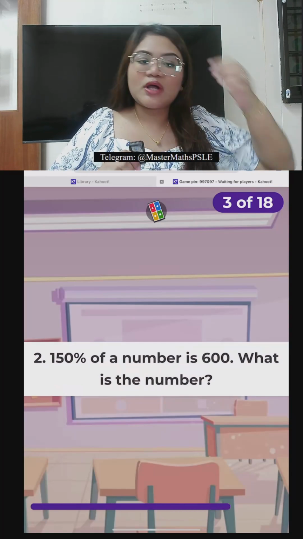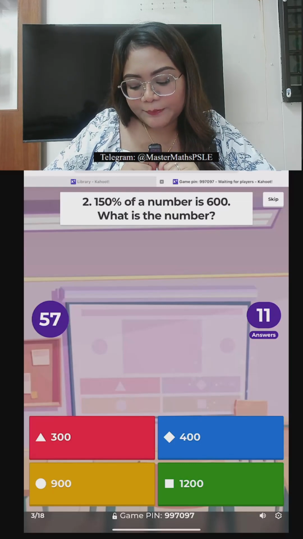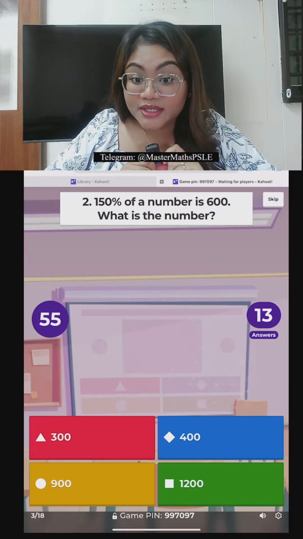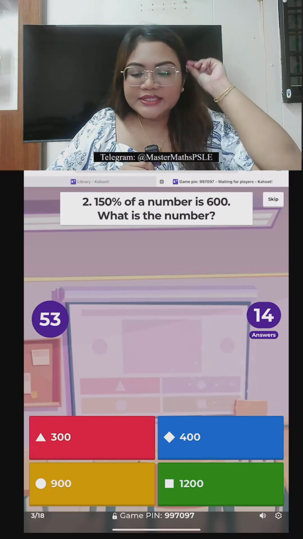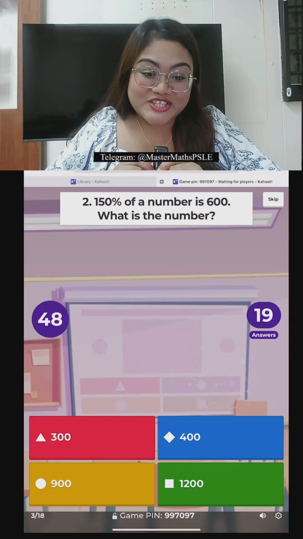Question 2. Again, no calculators, please. This one is pretty straightforward. 150% of a number is 600. What is the number? This is for primary 6, but any other levels are free to join as well.